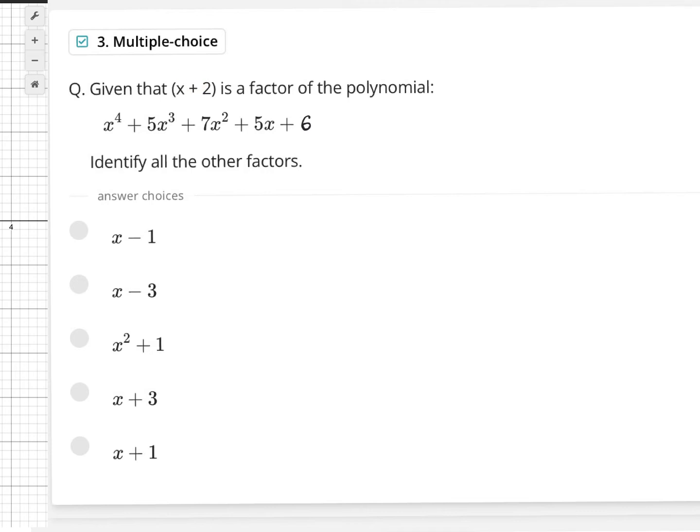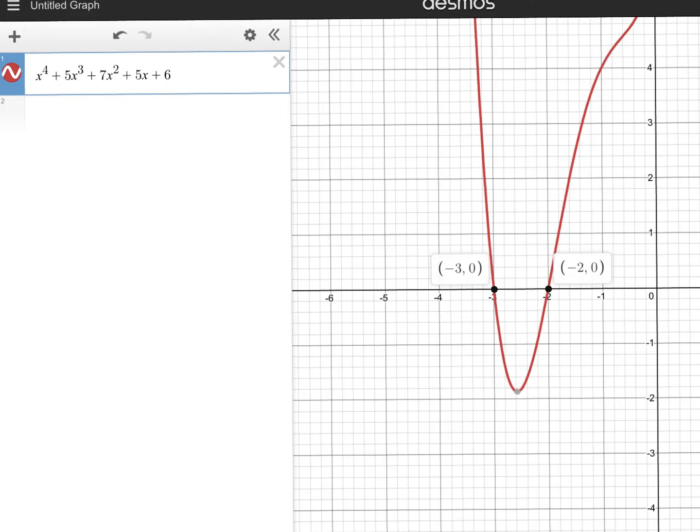So I say go to Desmos, type it in exactly as you see it here. You could put y equals x to the 4th plus 5x to the 3rd, or you could just type it in exactly like this. Desmos already knows that it's going to be a function, so you don't have to put the y equals. But when you type it in correctly, you'll see this. And of course, you could clearly see that you have your 2 answers, x equals negative 3 and x equals negative 2. So let's keep that in mind. We have our 2 answers, negative 3 and negative 2.